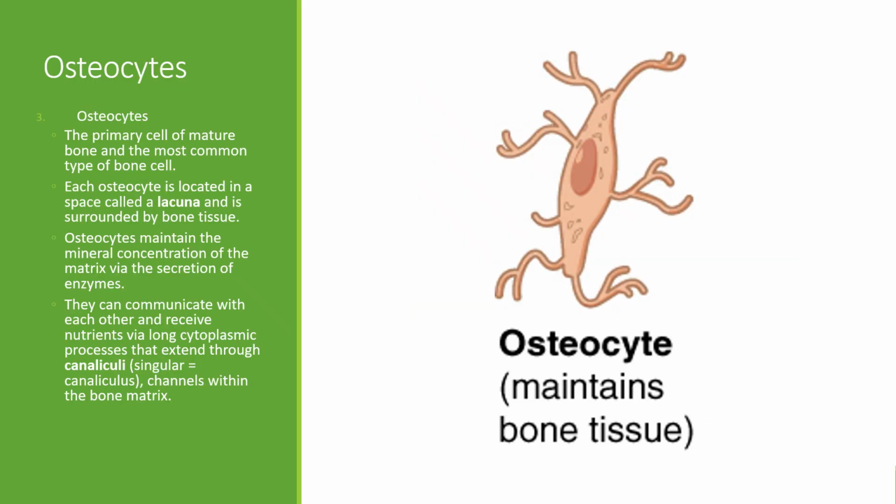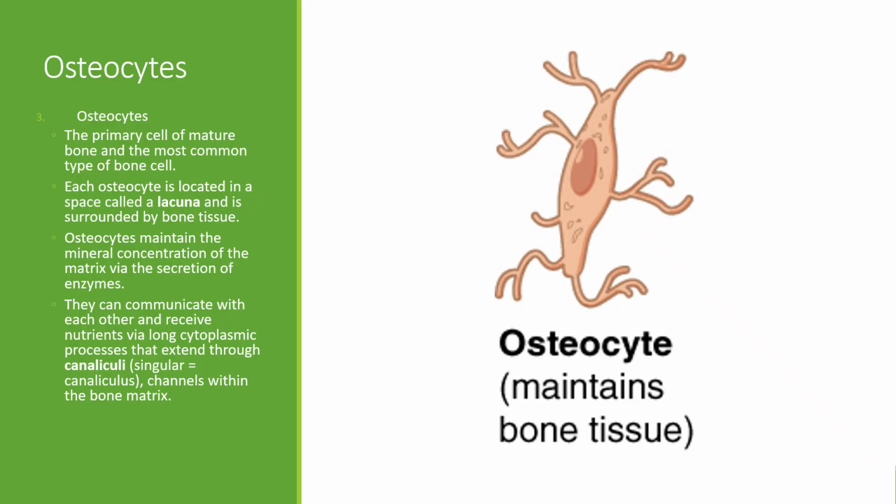Osteocytes are the mature bone cells. This is the most common type of bone cell that you'll see. Kind of looks like he's running there, doesn't it? Each osteocyte is located in a space called a lacunae, just like we saw with the cartilage, and is surrounded by bone tissue. So osteocytes, their function is to maintain the mineral concentration of the matrix and they do that via the secretion of enzymes. They communicate with each other.